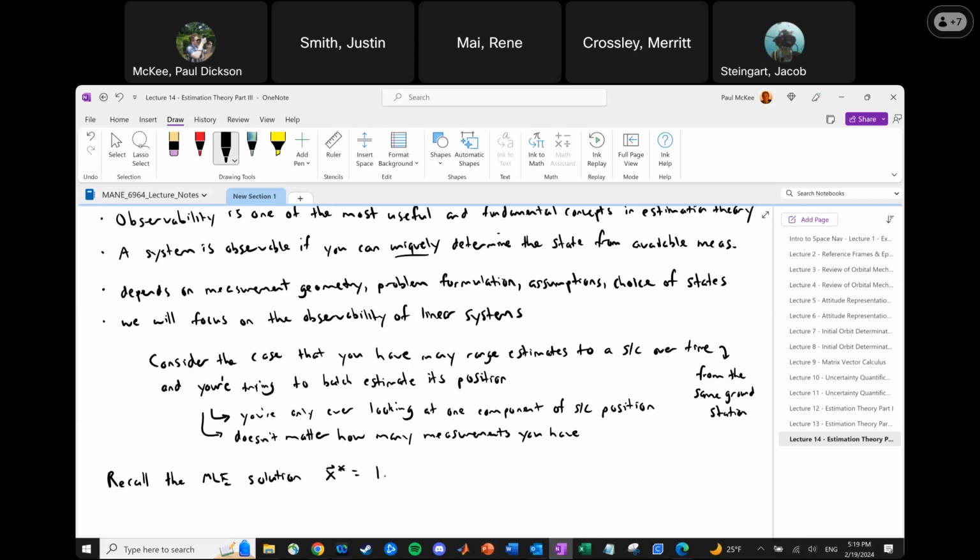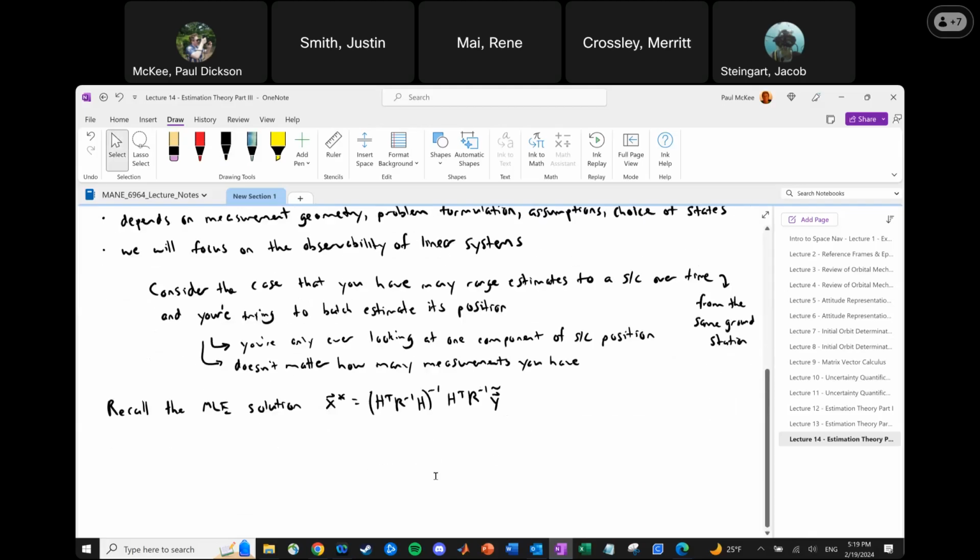So recall the maximum likelihood estimation solution: x equals (H transpose R inverse H) inverse, times H transpose R inverse y. Right? For this to have a solution, notice there's a matrix inverse in there. H transpose R inverse H, which is a square matrix, must be invertible.